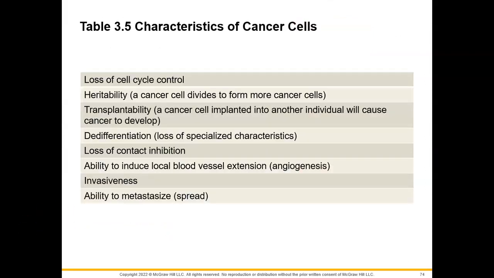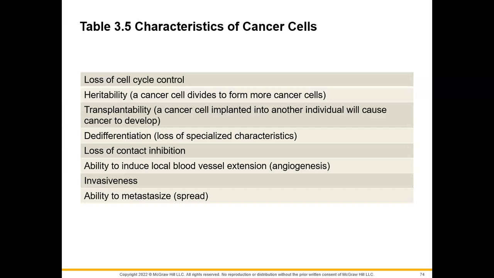Characteristics of cancer cells include loss of control of the cell cycle, heritability. A cancer cell divides to form more cancer cells. Transplantability. A cancer cell implanted into another individual will cause cancer to develop. De-differentiation, which is a loss of specialized characteristics. A loss of contact inhibition.